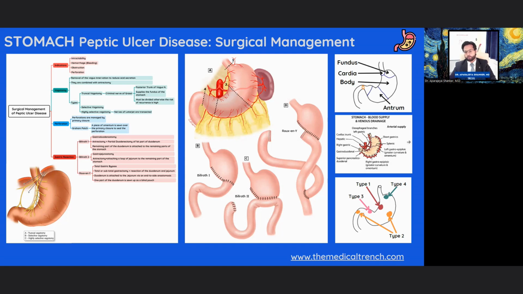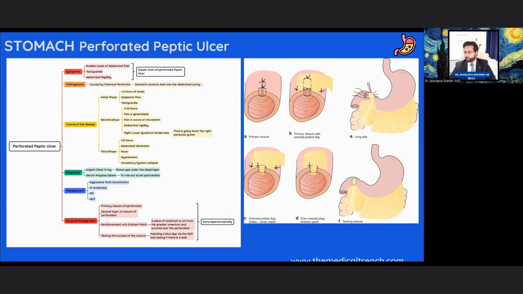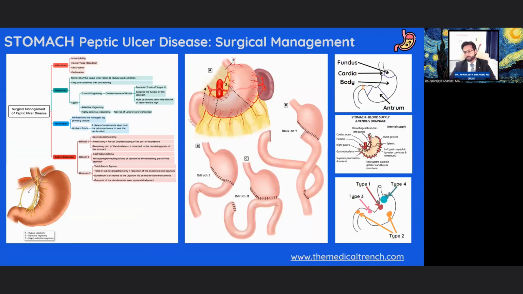Okay, so now we're going to go into perforations. What would be the surgical treatment for type 4 ulcers? So for type 4 ulcers, we do a Roux-en-Y. In type 4 ulcers, this is a subtotal gastrectomy, right? But instead of doing a subtotal gastrectomy first, what you would do is a total gastrectomy.